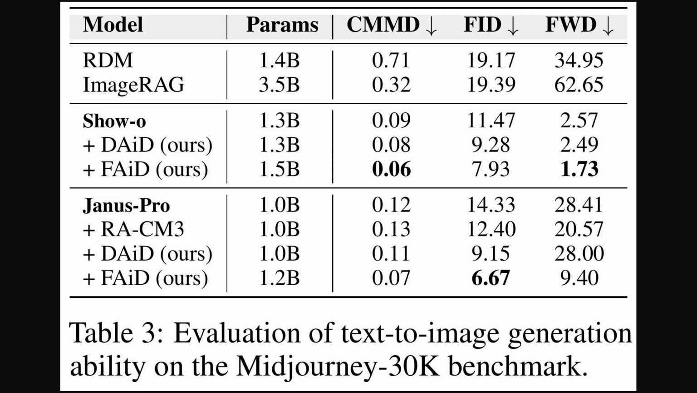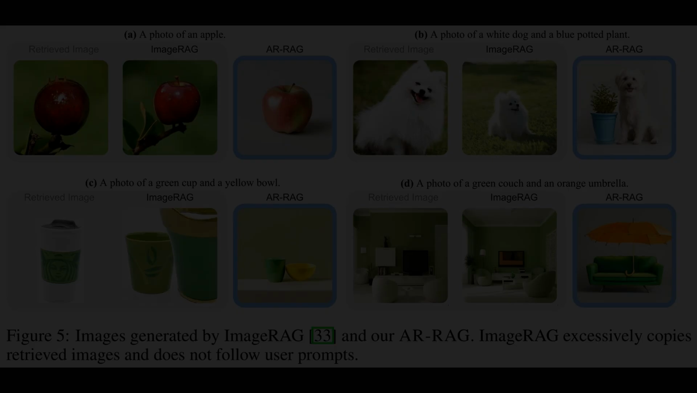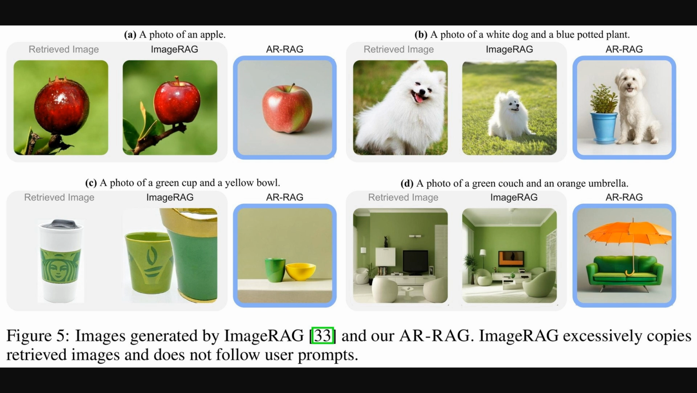This next table then evaluates performance on the Midjourney 30K benchmark, and the results here are really striking. It uses a few key metrics where lower scores are better, like FID, or Fréchet inception distance, which measures overall image realism, and CMMD, which checks how well the image follows the text prompt. So if you look at the Generative Pro model, it starts with an FID score of 14.33. But when they add their feature augmentation in decoding method, that score plummets to 6.67. This is a huge leap, more than halving the error. And those impressive numbers translate directly into what you can see.